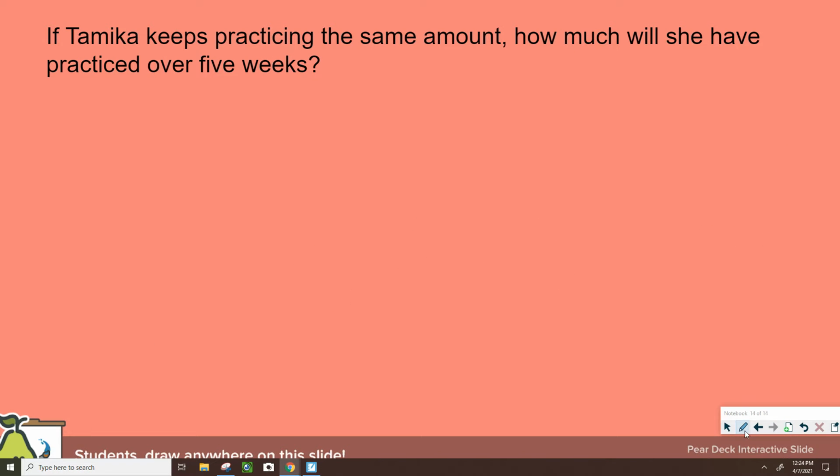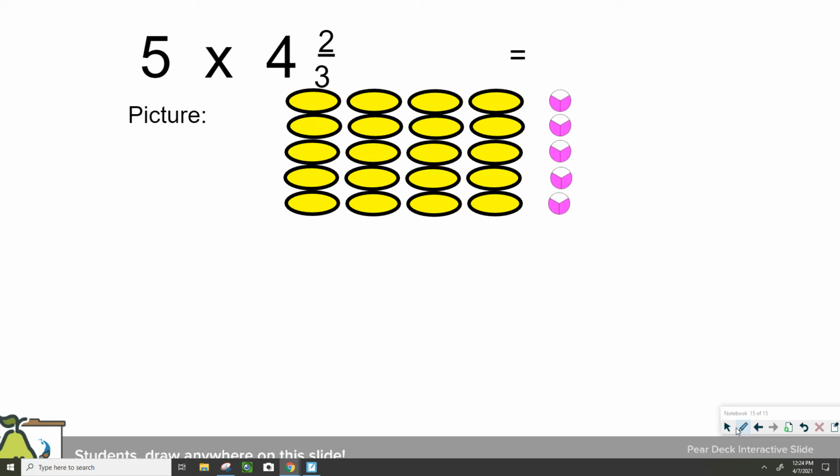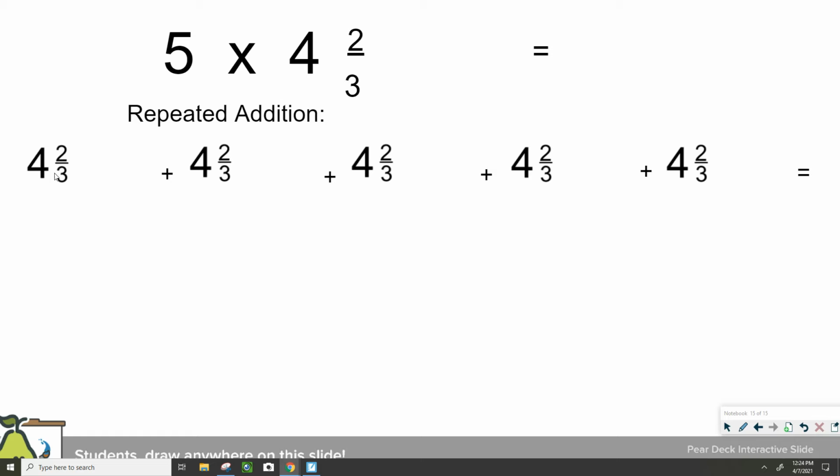Now, if I know in 1 week she's doing 4 2/3 of an hour, the question now is if she keeps practicing that same amount, how much will she do in 5 weeks? So I'm going to take that amount times 5, okay? I want to show you this next slide here, and I'll show you how to solve that. So when I look here, 5 times 4 2/3, here's 5 groups, and then I'm making this last group into thirds, okay? I could do repeated addition. I could add 4 2/3 5 times because I know that multiplication is repeated addition, okay? So if I add that up, I would get an answer.